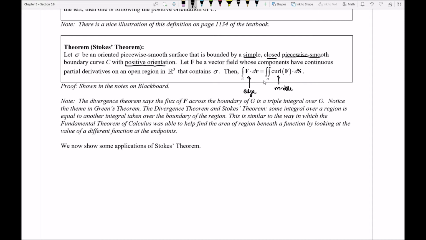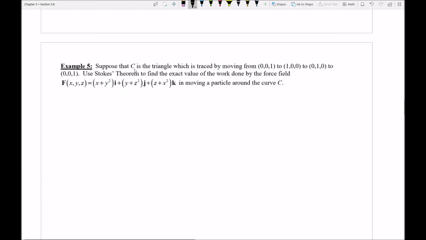Let's take a look at example 5 to see which direction of Stokes' theorem we're interested in moving in. So let's see what we have here. Suppose that C is a curve, and it's the triangle which is traced out by moving from this point to this next point to the final point, and then to this final point. We want to use Stokes' theorem to help find the exact value of the work done by the force field, F, in moving a particle around the curve C.